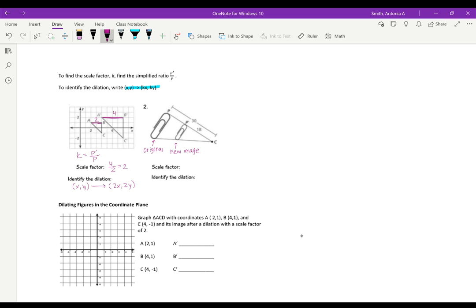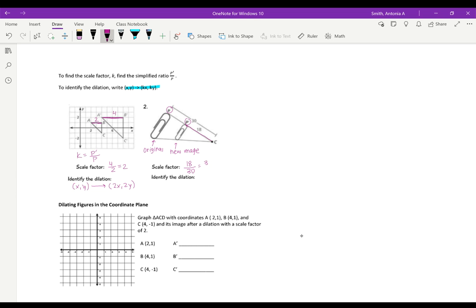And how do I know that? If I look at the letters, this is P, and this is P with an apostrophe. We say P prime. All of those apostrophe ones are the new image. Okay, so I need to create a ratio to find my scale factor. I take the new image, and they give me a length from the top of this paperclip to the point C. They say that length is 18. But from my original image to point C, that distance was 30. So my scale factor takes 18 to 30. And now we just want to simplify this.